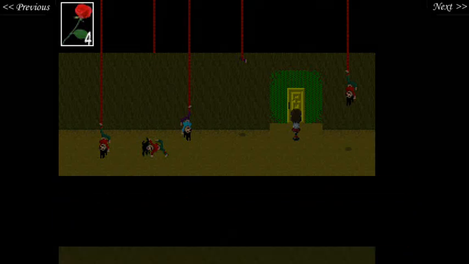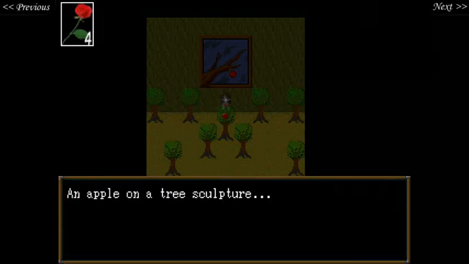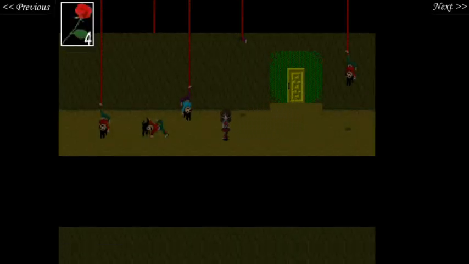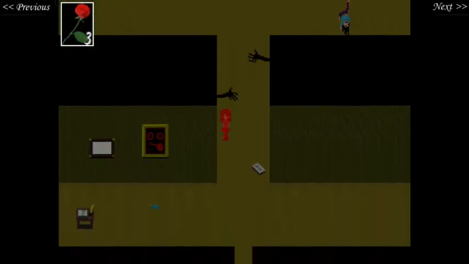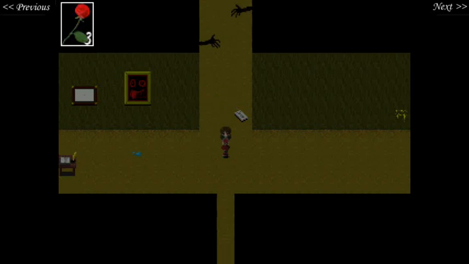Aha! There was a sound. A disturbing sound. And it is a room. An apple on a tree sculpture. We have the wooden apple. It is important that we have a wooden apple. After all, whoa! We were... again! Not alive! That thing is a trap!